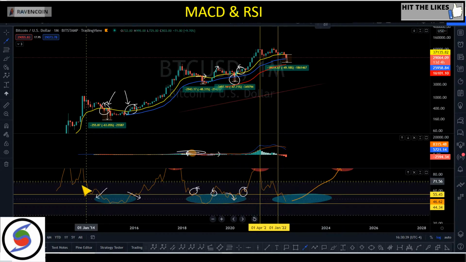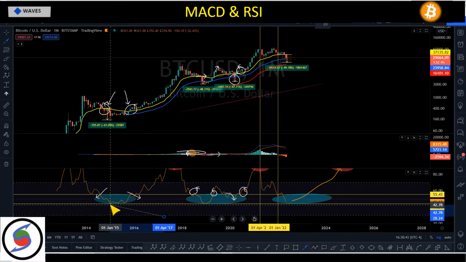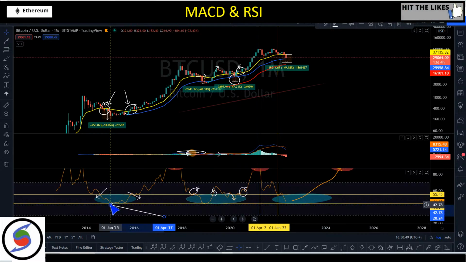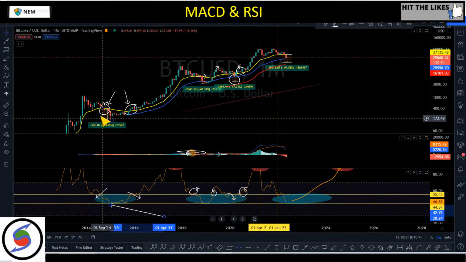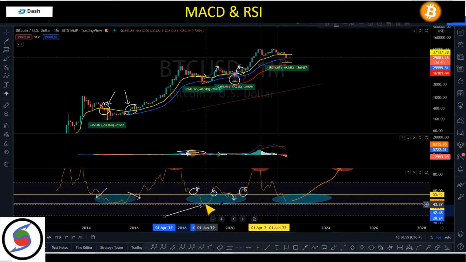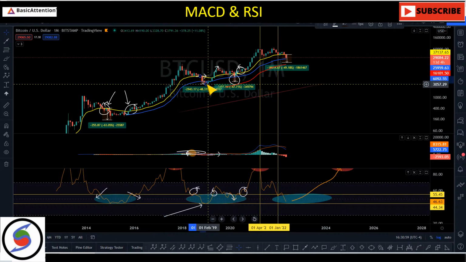So you take a look at it right here. Back in 2015, right here, 45 RSI, price action bottomed. In 2018, 45 RSI on a monthly, price action bottom. Regardless of your 50 EMA, whatever.